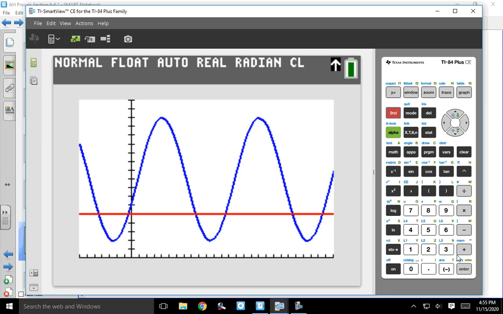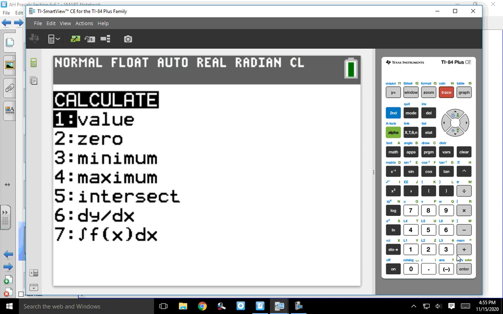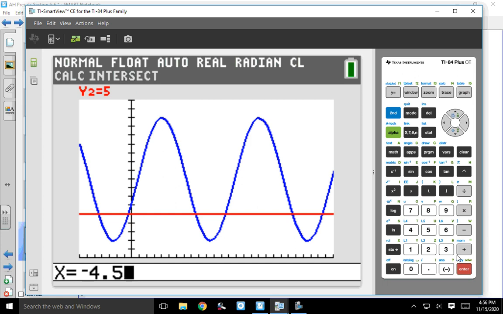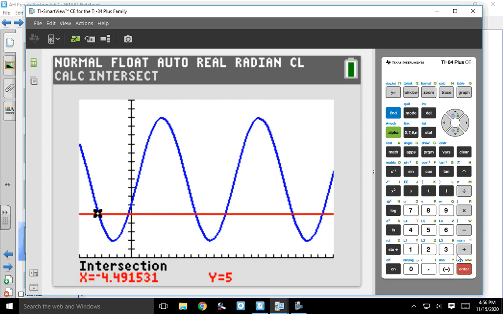If we go to second calc and go to intersect, and give it your first curve, which I'll call y1, our second curve, which is y2, and give it a guess. I know that first solution was approximately back there at about negative 4 or negative 4.5. And we get negative 4.4915 as that first solution. In fact, let me grab a picture of that so I have that one.